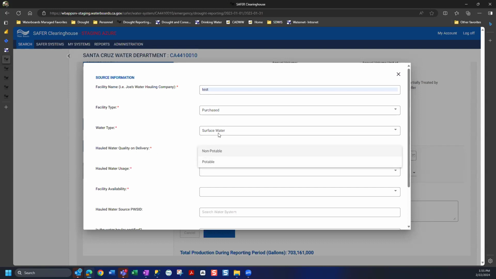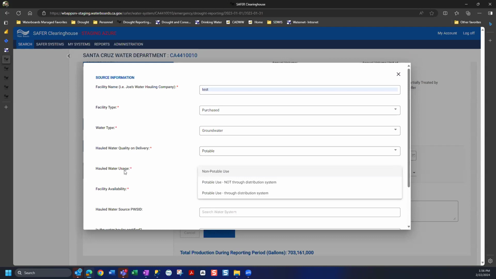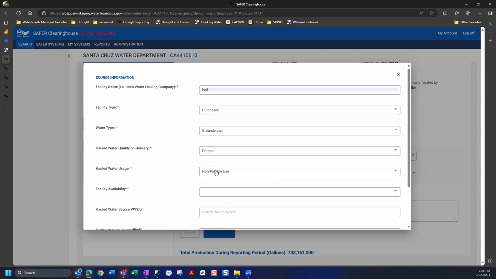Was it delivered as surface water and not treated? Then it'd be non-potable. But if it was delivered as groundwater from a public water system that was meeting compliance, then it might have been potable groundwater. And then we're asking how you're utilizing the hauled water usage. So be very careful here. If you're utilizing hauled water for non-potable use, this does not affect you. And the amounts that are listed here simply go into the non-potable supply section for hauled water.